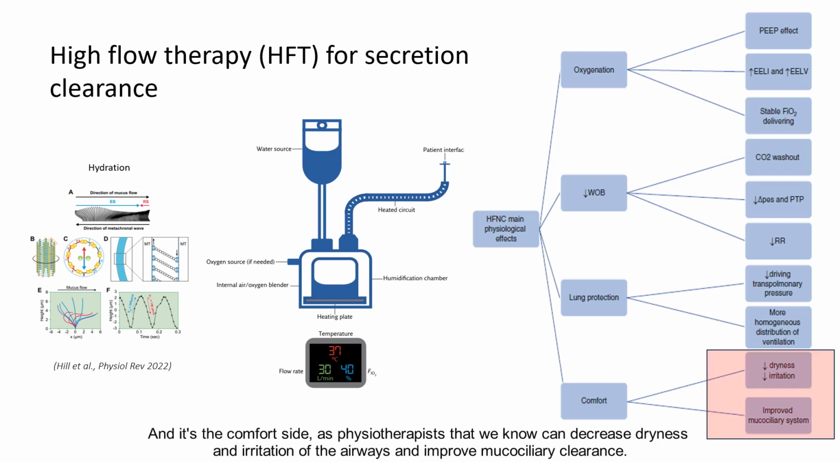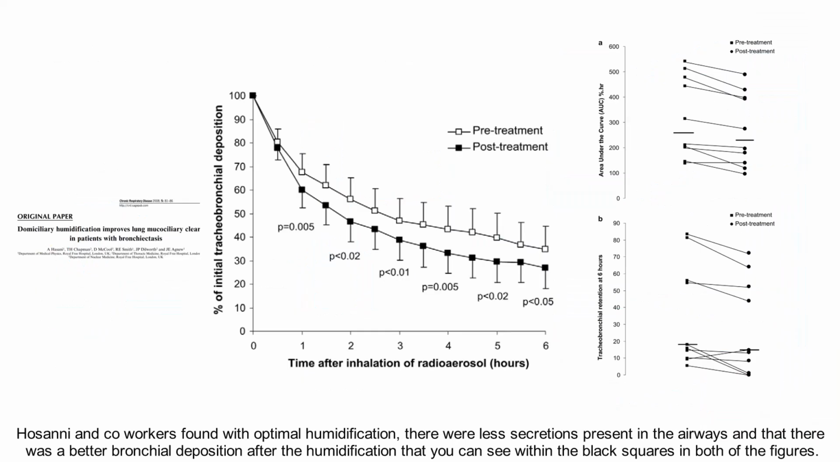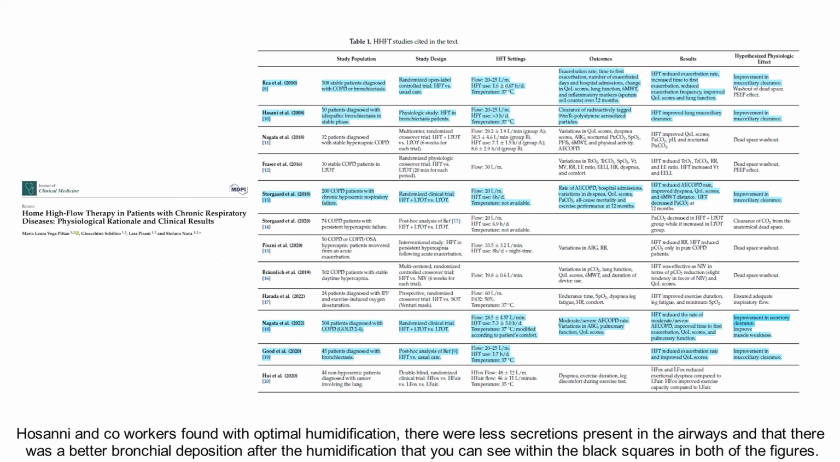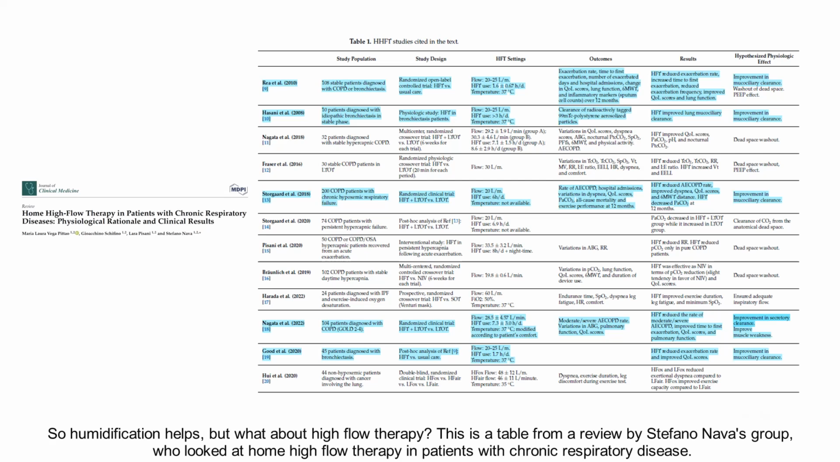And it's the comfort side, as physiotherapists, that we know can decrease dryness and irritation of the airways and improve mucociliary clearance. Hassani and co-workers found with optimal humidification, there were fewer secretions present in the airways, and that there was a better bronchial deposition after the humidification that you can see within the black squares in both of the figures. So humidification helps, but what about high flow therapy?